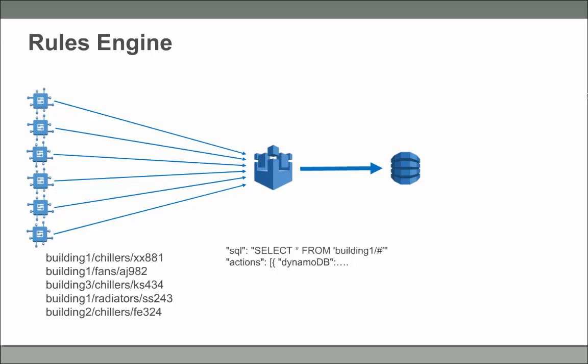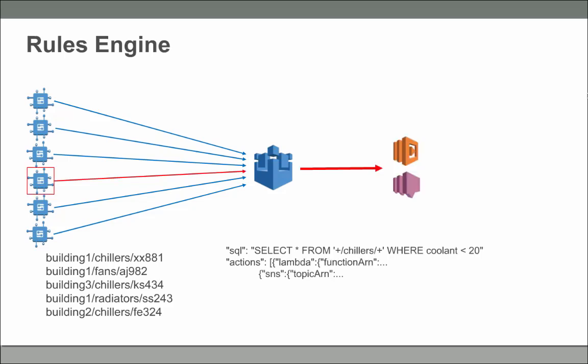And I've got a couple of examples here in the next slides of things you could do with the rules engine. In this case, we're going back to my example of a campus full of buildings and a lot of equipment under those buildings. Let's say we want to visualize all of the equipment in building number 1. So I created a SQL statement that says select star, which is select all the messages, from building 1/pound. And what pound is in MQTT is a wildcard. So any messages that are under building 1, I want those to go to DynamoDB, so that we could create our visualization off of just building 1's data.